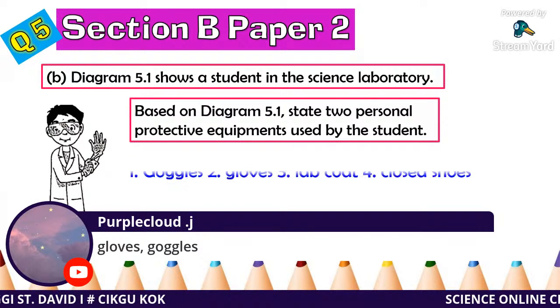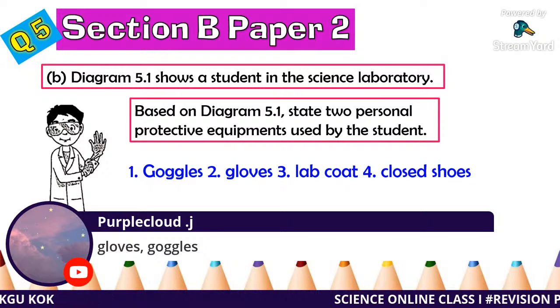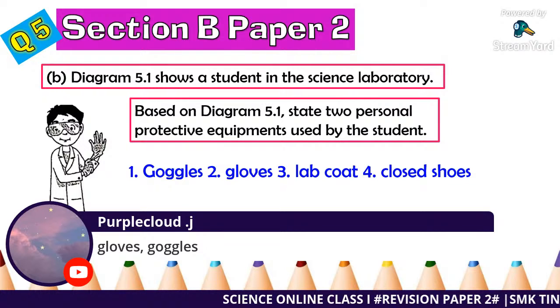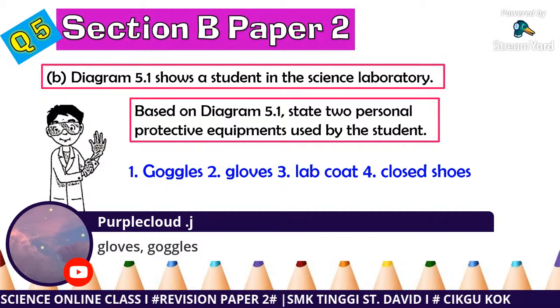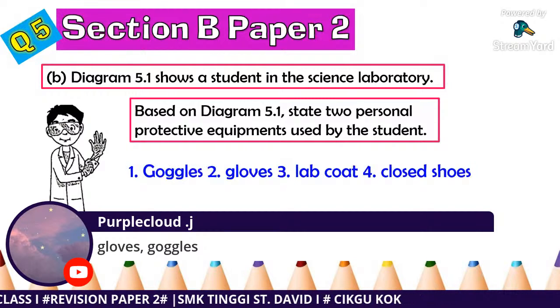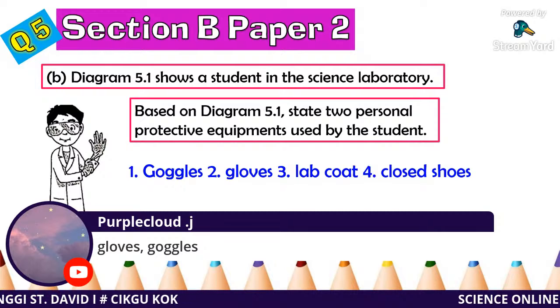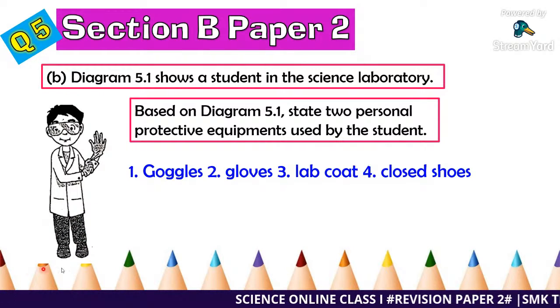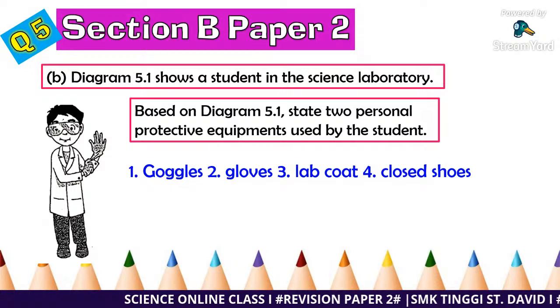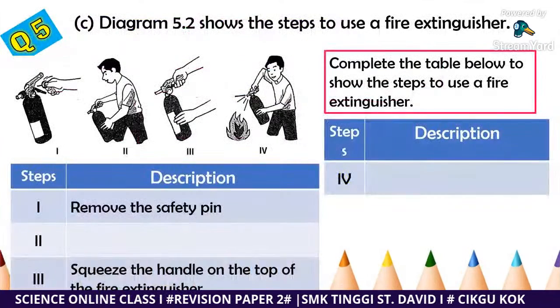Okay, the answer here: goggles, gloves, lab coat, and one more, closed shoes. Can you see the shoe is closed? That means you cannot wear slippers or sandals inside the lab when you do the experiment. Okay, so this one is either 2. That's correct. Okay, so we go to the next.